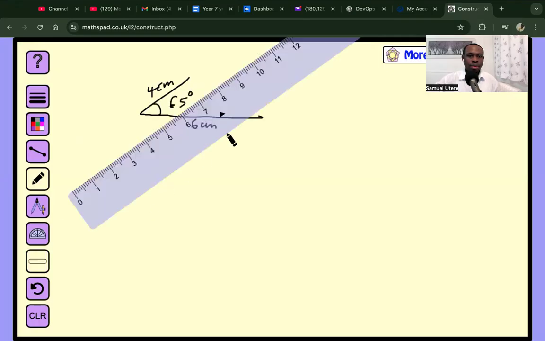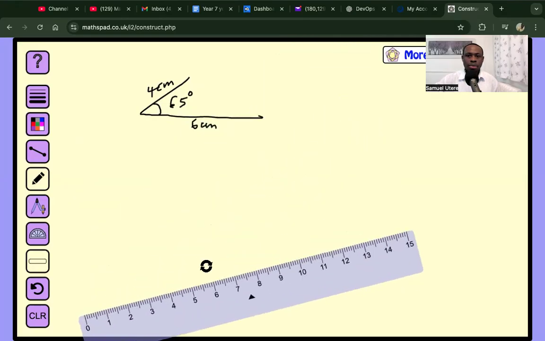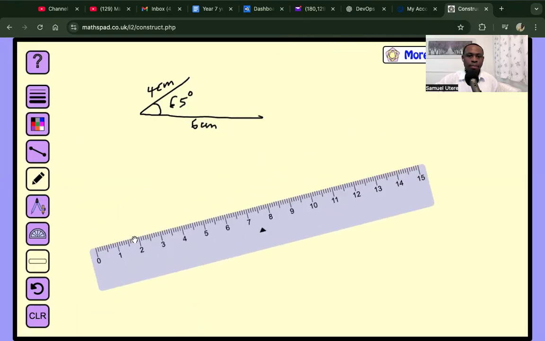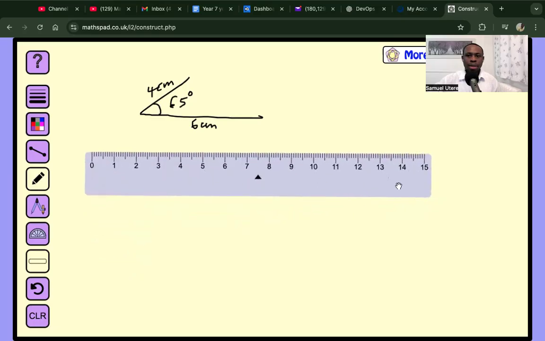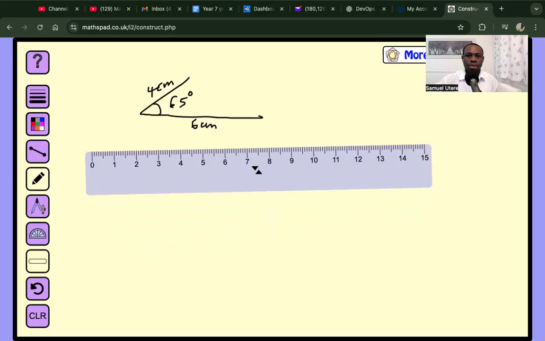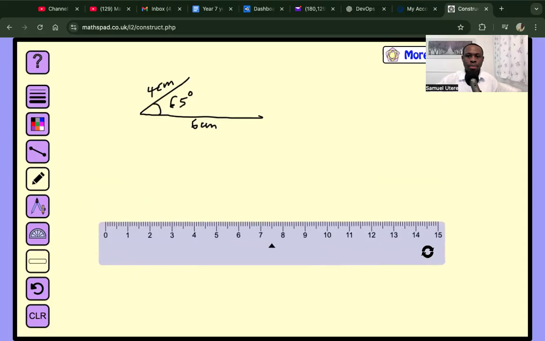Step 1, you take your ruler, move your ruler, make sure, okay? Make sure you're doing this on paper so that you can really get the opportunity to practice this well. All right, so we want a 6 centimeter line.